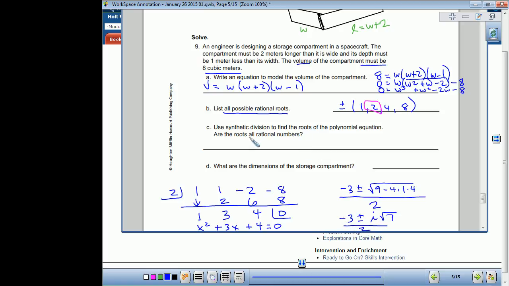So my rational root that worked was 2. And if I asked for all roots, you would also have to give me that negative 3 plus or minus i root 7 all over 2.